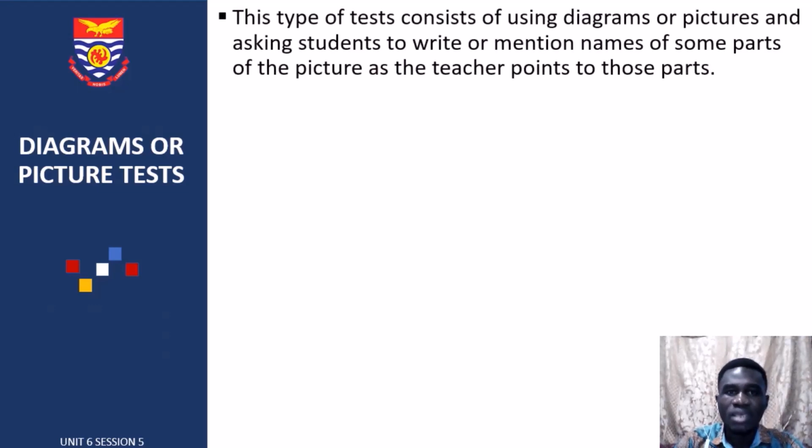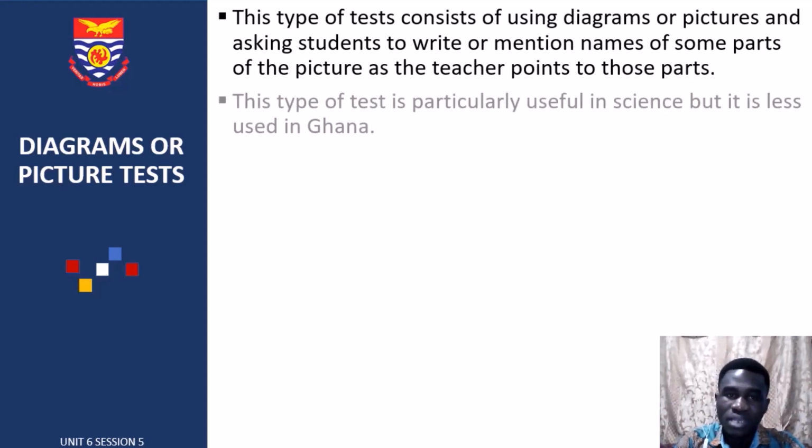Now let's look at the diagrams or picture test. This type of test consists of using diagrams or pictures and then asking students to write or mention names of some parts of the picture as the teacher points to those parts. This type of test is particularly useful in science, but it is less used in the Ghanaian context.